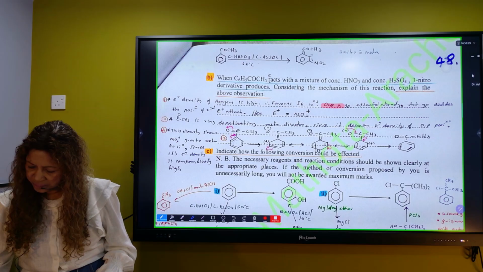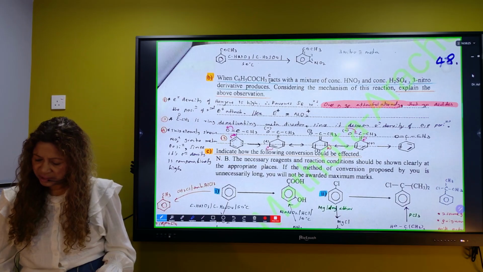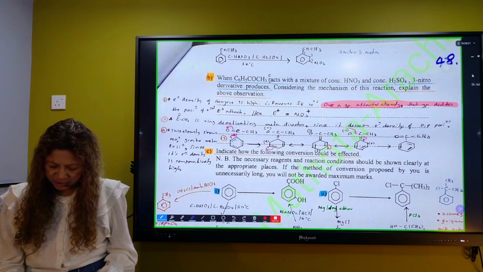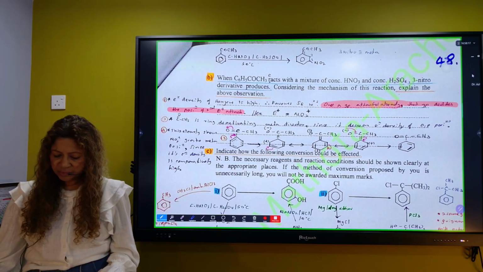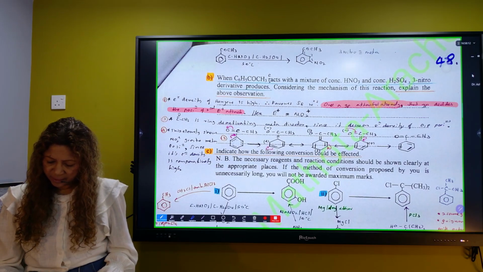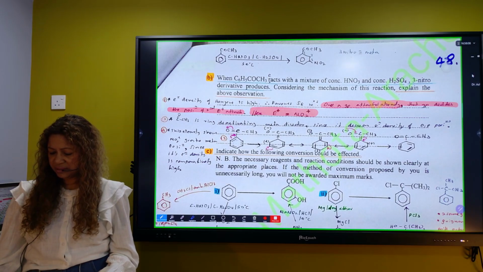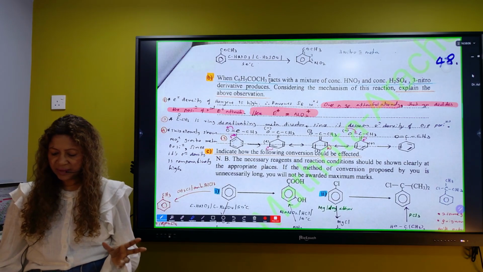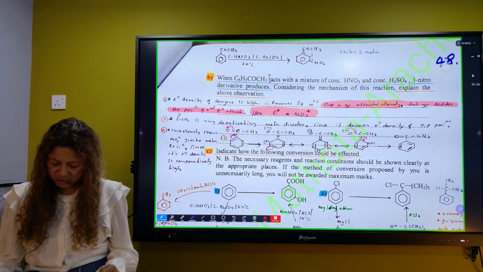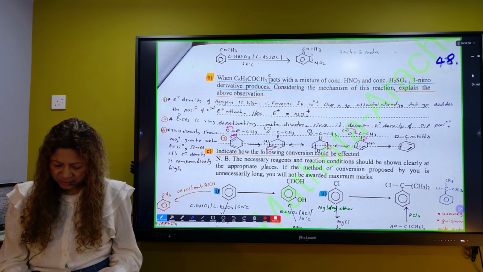Once a group attached already, that group decides the position of second electrophile attached. Here, electrophile is NO2 plus. Don't worry too much about grammar; they are not checking grammar for the final exam. They are only giving marks for keywords, so make sure you are not wasting time.